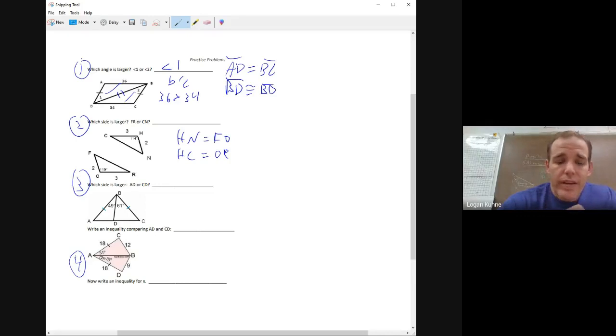CN, correct. Again, we got to check. Do we have the conditions though? Do we got one pair of congruent sides? Good. We got two pairs of congruent sides. So then we look, okay. 119 is bigger than 114. So, wait. Oh, wait. So it's which one's larger? 119 is bigger than 114, correct? So really it should be FR is bigger than CN.